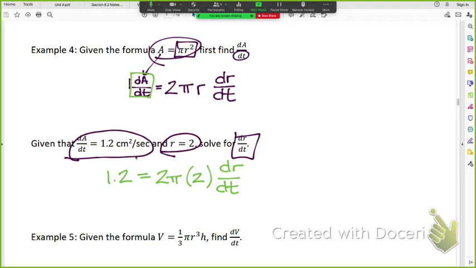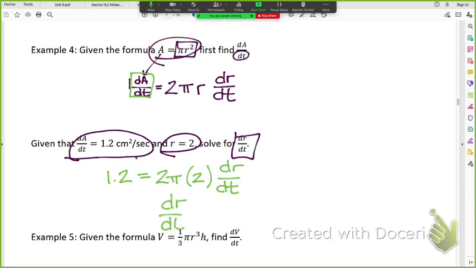Divide. Now, if I'm going to divide by 2 pi and 2, I have to put parentheses around all of that. So in my calculator, I am doing 1.2 divided by, in parentheses, 2 times pi times 2. So are we just going to do away with the centimeter squared? Yes, that is just the measurement of it. We're going to talk about what that is next class and why we have it. But for right now, we are just getting an answer for dr/dt.